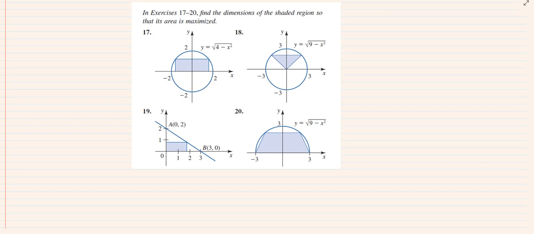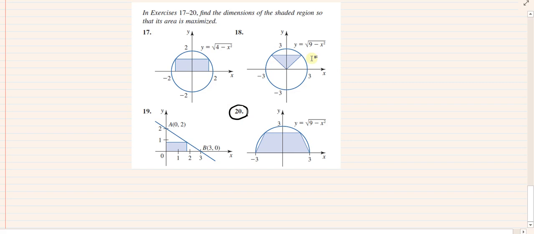Okay, let's take a look at exercise number 20 next. In exercise number 20, the question reads, find dimensions of the shaded region so that its area is maximized. So the optimization here is, of course, maximization. So we want to maximize the area.